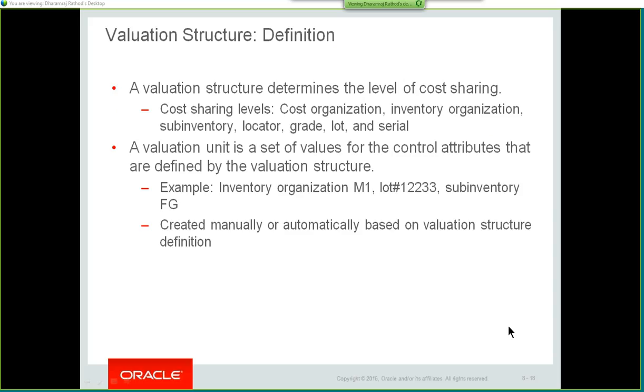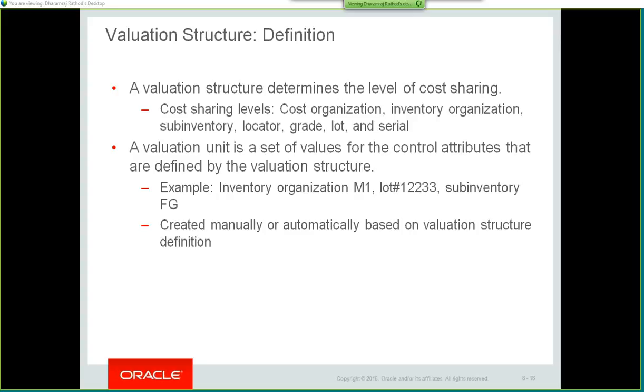All right. So valuation structure is again a key concept. I think you should understand it. From the definition standpoint, valuation structure defines the level at which you want cost accounting to track the quantities and cost of the item. As I mentioned, our design was, if you are able to keep track of your item at some level, we would be able to cost it at that level. Define a valuation structure for the possible levels that you will use for your item.